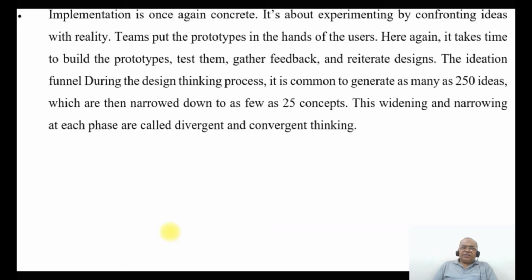In the ideation funnel during the design thinking process, it is common to generate as many as 250 ideas. But this is just a simple case study he is referring to; it need not have that many. Since he is giving an example, he gives a number so that we can understand what ideation is. These are then narrowed to become 25 concepts. This widening and narrowing in each phase is called divergent and convergent thinking.